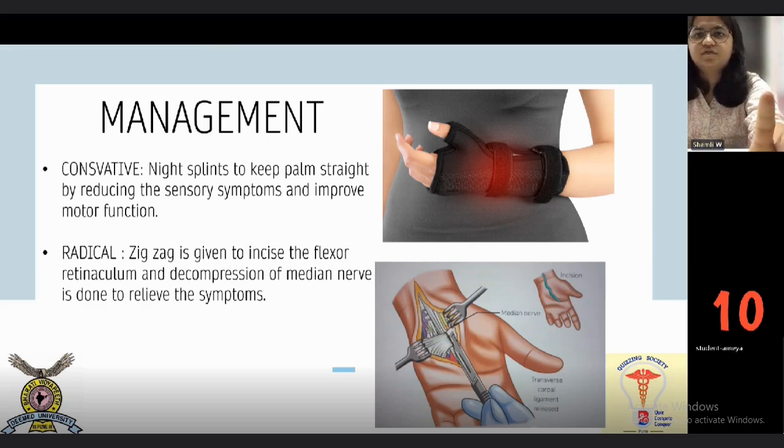Surgical management is required only in severe cases. Mild and moderate cases can be managed with physiotherapy and night splints. So a zigzag incision is given to incise the flexor retinaculum, and decompression of the median nerve is done to relieve the symptoms.